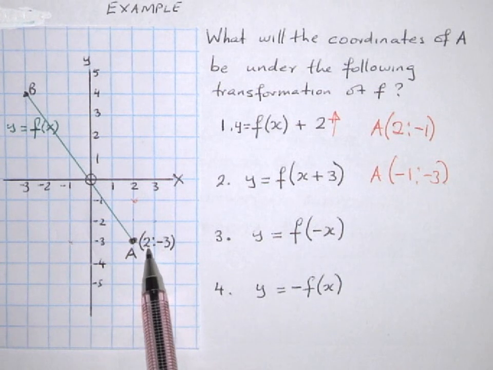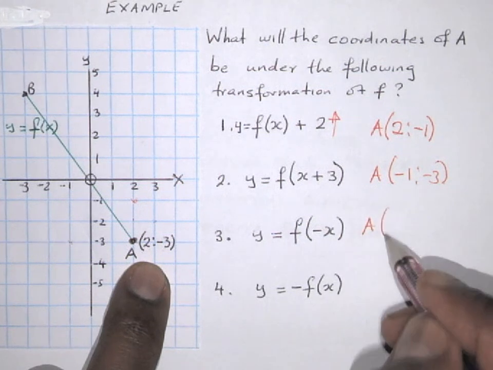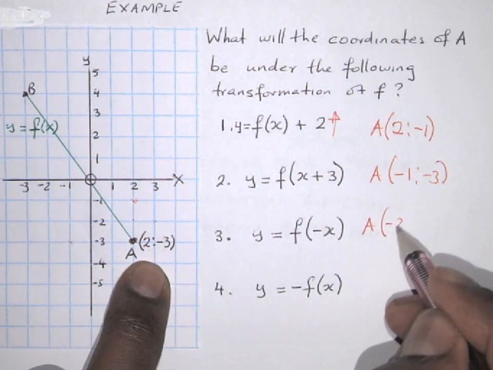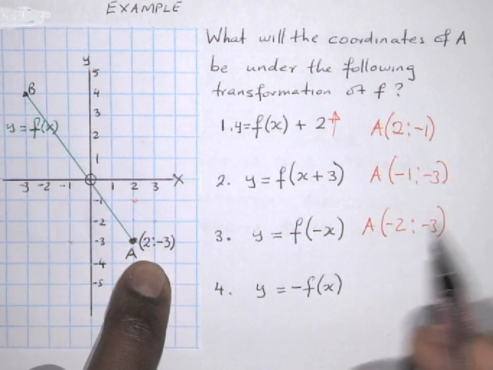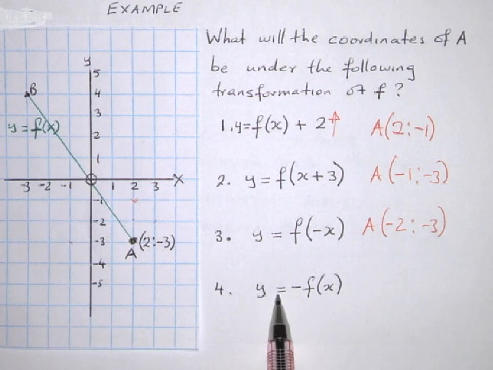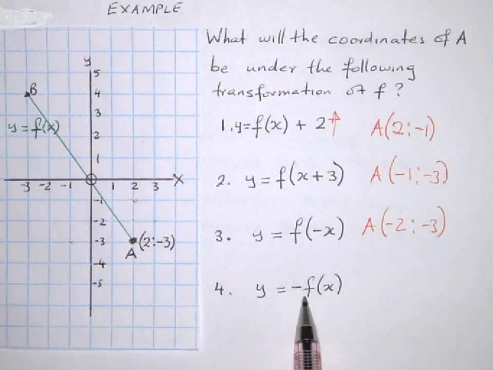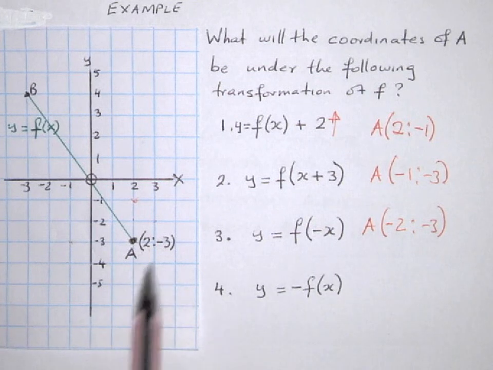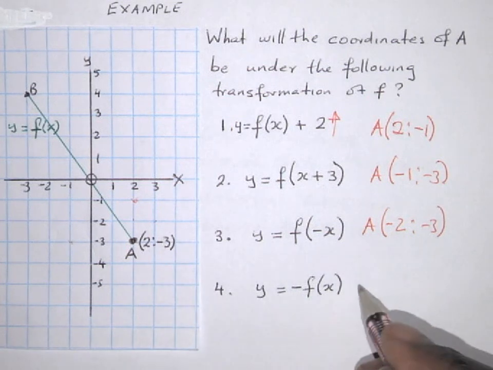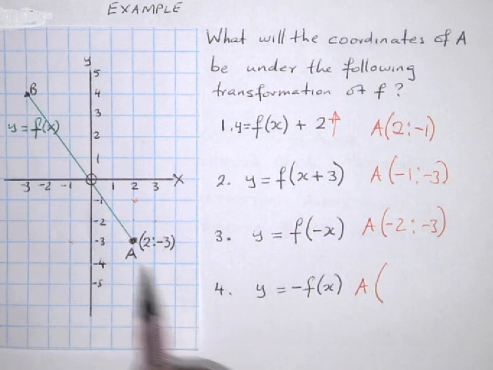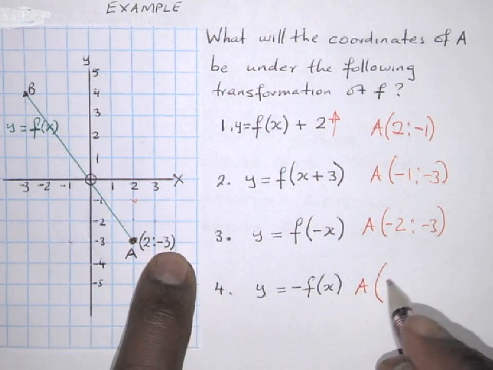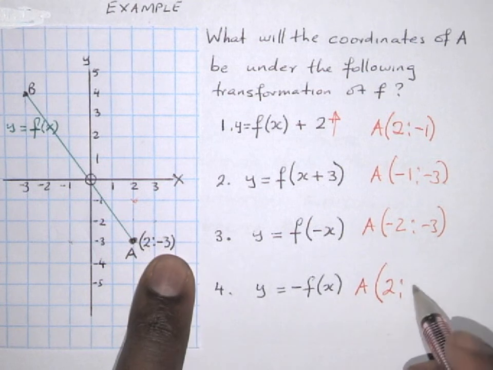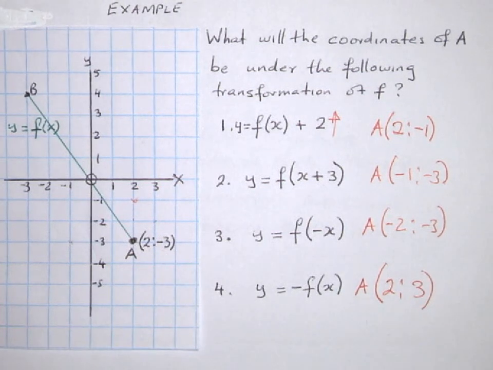So what are the new coordinates of A? A: change the sign of x. It's (minus 2, minus 3). Let's look at the next one. Y is equal to negative f of x. So what am I doing? I'm changing the sign of y. So the new point A is, changing the sign of y only, (2, positive 3). That's it. It's very easy.